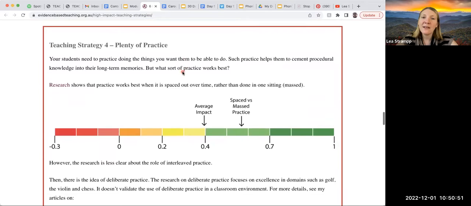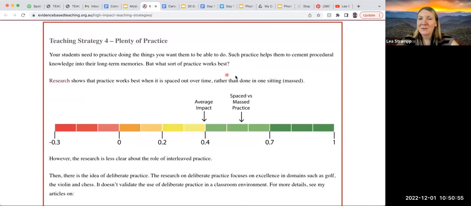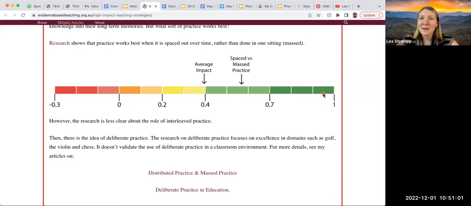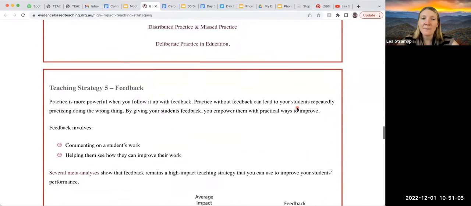Strategy 4, plenty of practice. They used to say practice makes perfect. Now they say practice makes permanent. I still think they're both pretty effective sayings, but again, practice is definitely a great strategy as well.